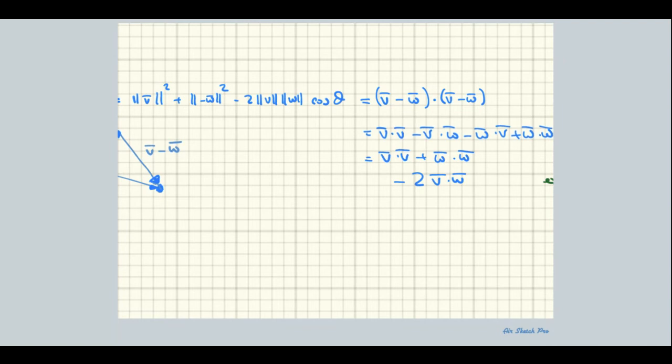And there we go, guys. V dot V is the magnitude squared. W dot W is the magnitude squared. We can cancel those. And what do we have left? Negative 2 length of V, length of W cosine theta, equals negative 2 V dot W. And that's what we were trying to prove.